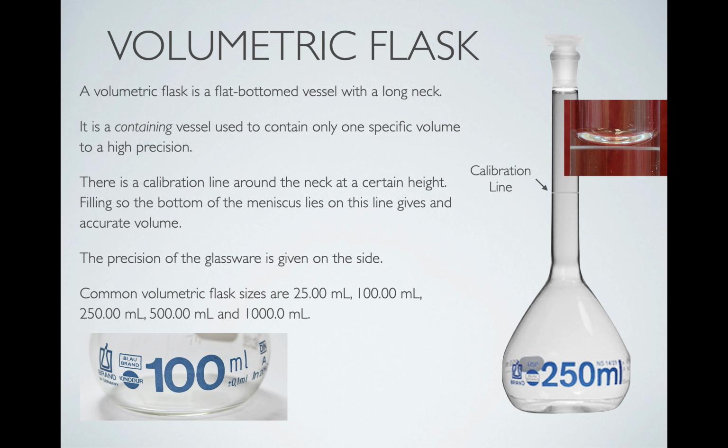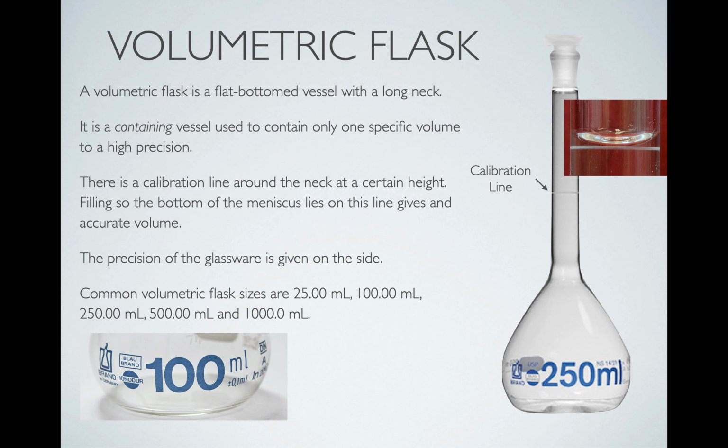And we can only store them in one specific volume to a high precision. It doesn't have incremental volumes on there, it's just got the one. To signify that, there's one calibration line along the neck at a certain height. It's usually etched in white, and we call that the calibration line. Filling it so that the bottom of the meniscus lies on the line gives a very accurate volume of 250, or in this case, 250.0 millilitres.